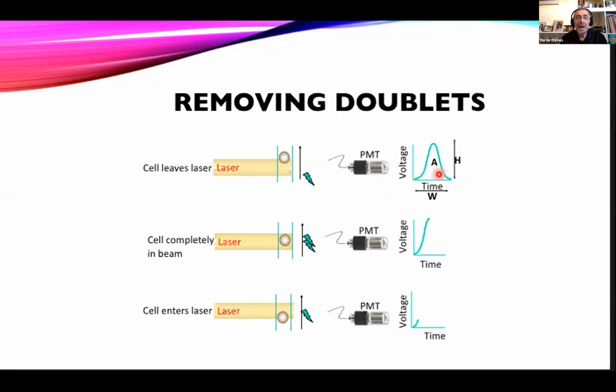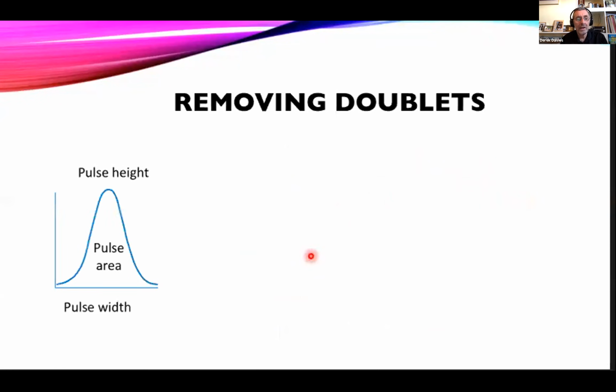And we can measure the area under that pulse. And normally the area gives us the best measure of total fluorescence. But we can use these three parameters to help us exclude doublets, because if I have a single cell, I get this nice Gaussian distribution.